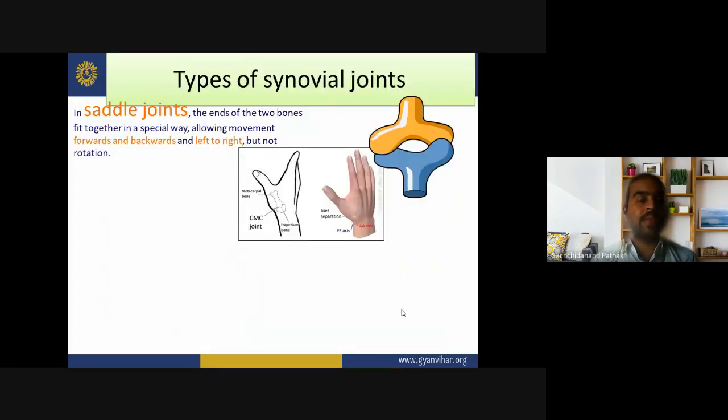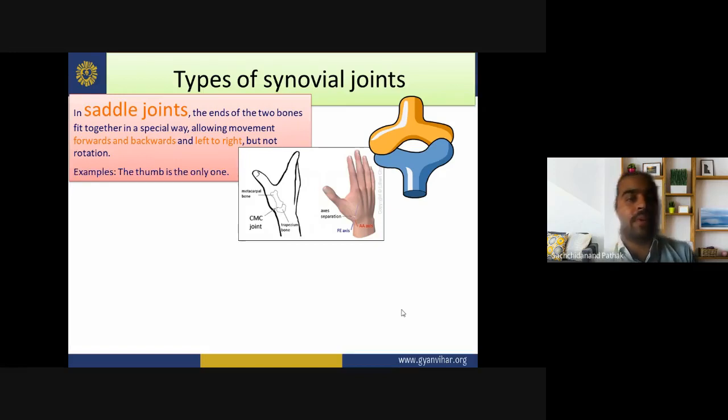You can see here in saddle joints, the ends of two bones fit together. You can see the diagram mentioned here. In saddle joints, the ends of the two bones fit together in a special way, allowing movement forward and backward, left to right, but not rotation. For example, the thumb has the only saddle joint.